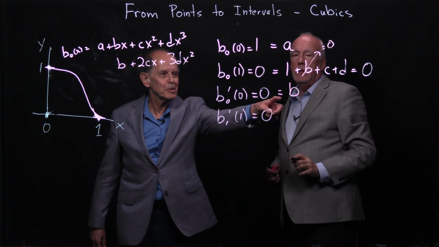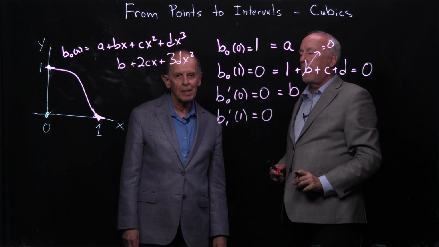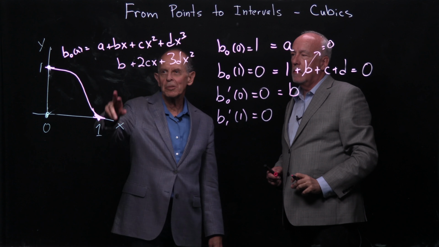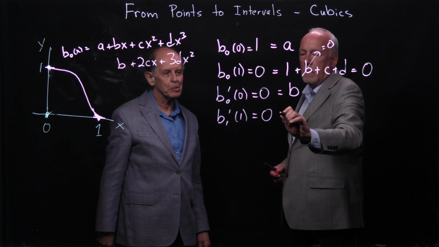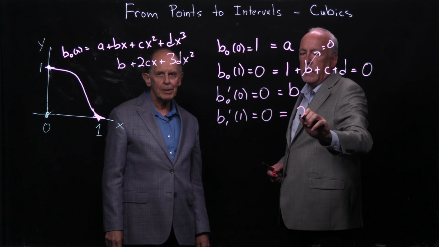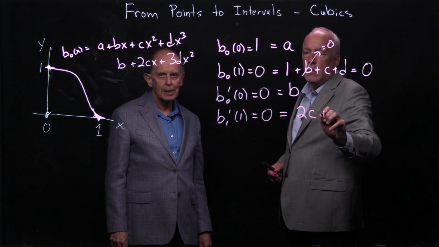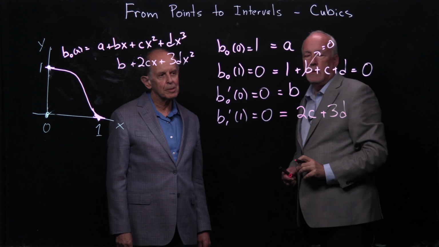And I put it equal to 0 there. Yeah, it equals 0. Okay, and the last one, b prime at 1. The derivative is here, so substitute x equals 1. Okay, b, of course, is 0, so I don't have to write that down. Get a 2c plus 3d. And that's equal to 0.